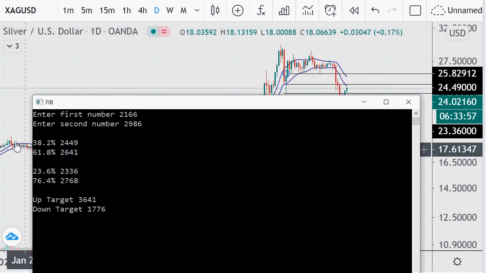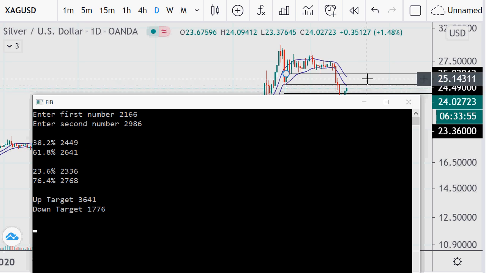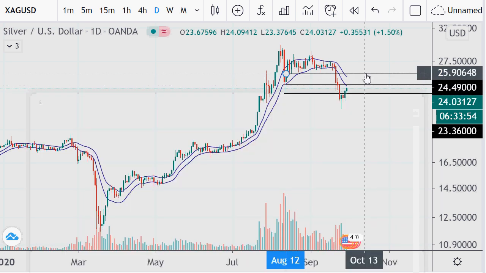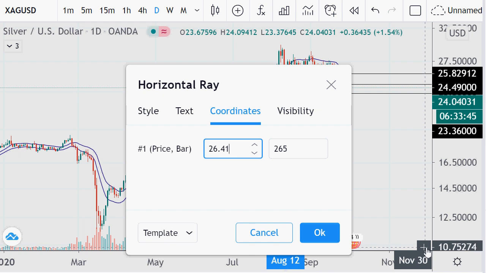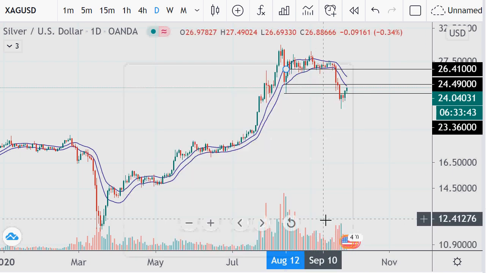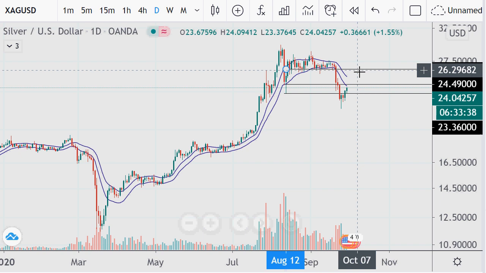And I haven't drawn it in. But after 2449 comes 2641. So if it can violate, or if it can get past that, then that would be the next intended target, which is a 61.8% Fibonacci retracement, the big one. For this down move to be a successful real move, it has to hold and stay below that level.